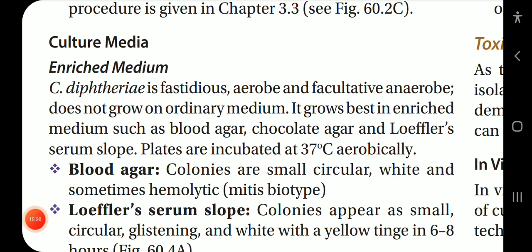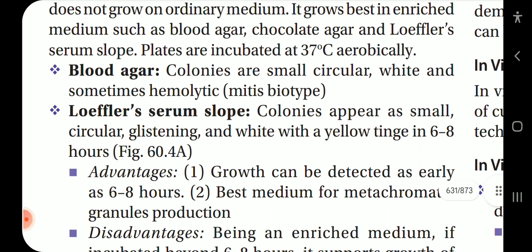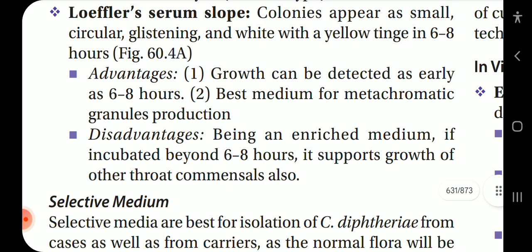It grows best in enriched media such as blood agar, chocolate agar, and Loeffler serum slope. Plates are incubated at 37 degrees Celsius aerobically. Blood agar colonies are small, circular, white, and sometimes hemolytic, mitis biotype. Loeffler serum slope colonies appear as small, circular, glistening, and white with a yellow tinge in 6 to 8 hours. Advantages: growth can be detected as early as 6 to 8 hours. Best medium for metachromatic granule production.